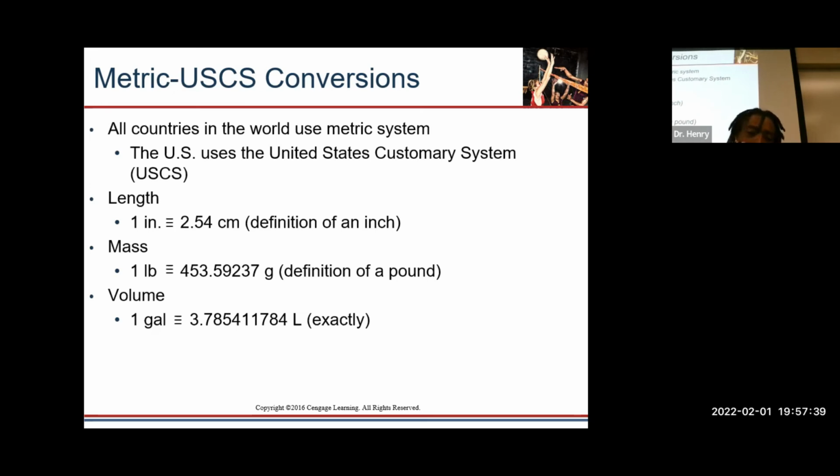So, do I expect you guys to remember that? No, I don't. Right. So, I have conversion tables in your packet that you guys can use on your exam. I know, I'm so generous.